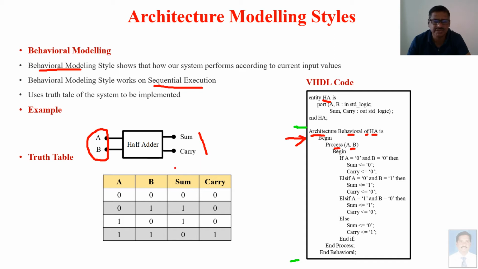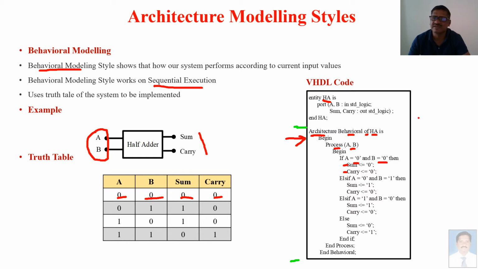Now look at the truth table. This can be written in numerous ways. I am using the if statement here. How is the if statement? I will discuss again later on. If A is equal to 0 and B is equal to 0, here we have to use the single quote for a single value, then sum is assigned as 0 and carry is assigned as 0.